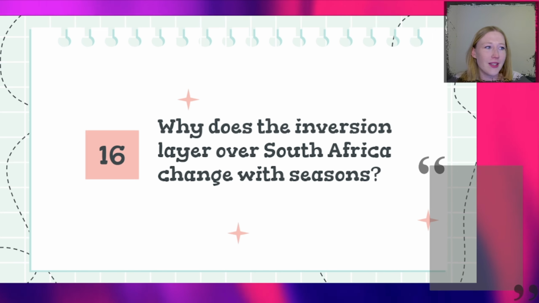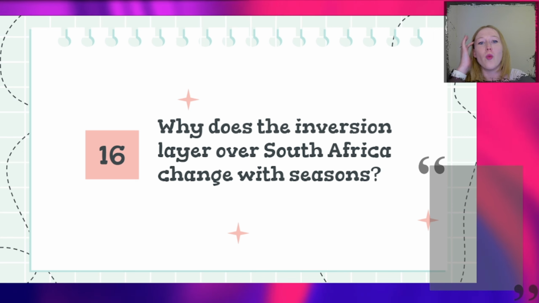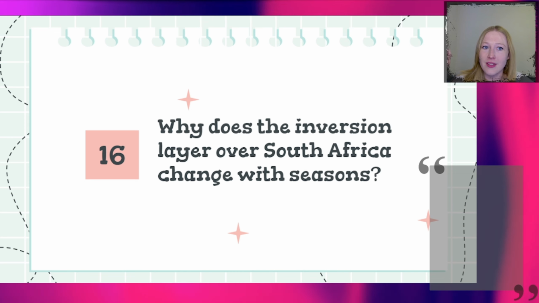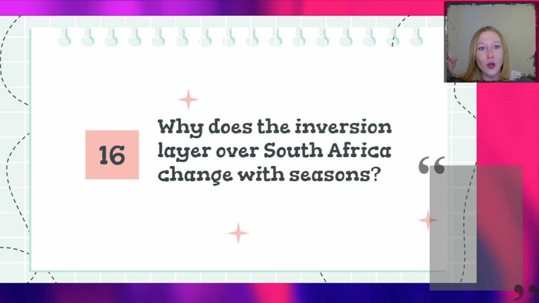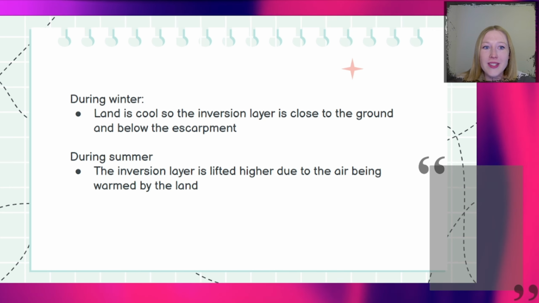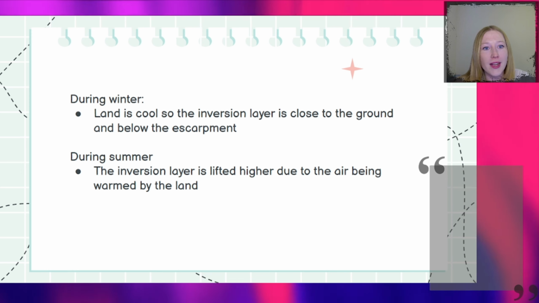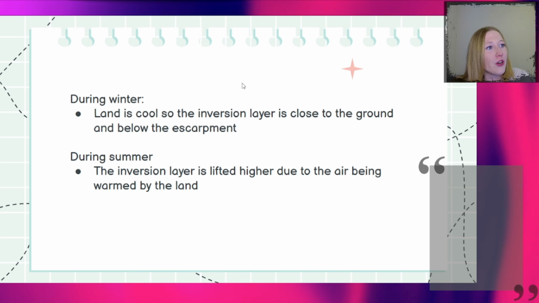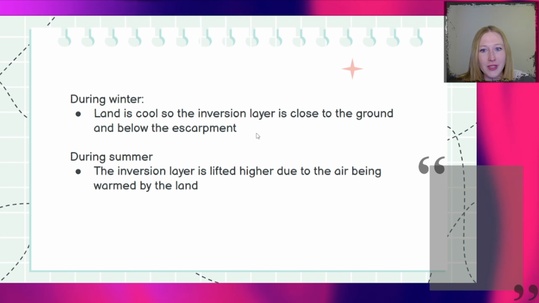And then finally, I think this is the last question: why does the inversion layer change with the seasons? It actually changes its position depending on whether it's summer or winter. In winter, cold air sinks, which means that the inversion layer is closer to the ground and everything is trapped below that, and it's very often below the escarpment.